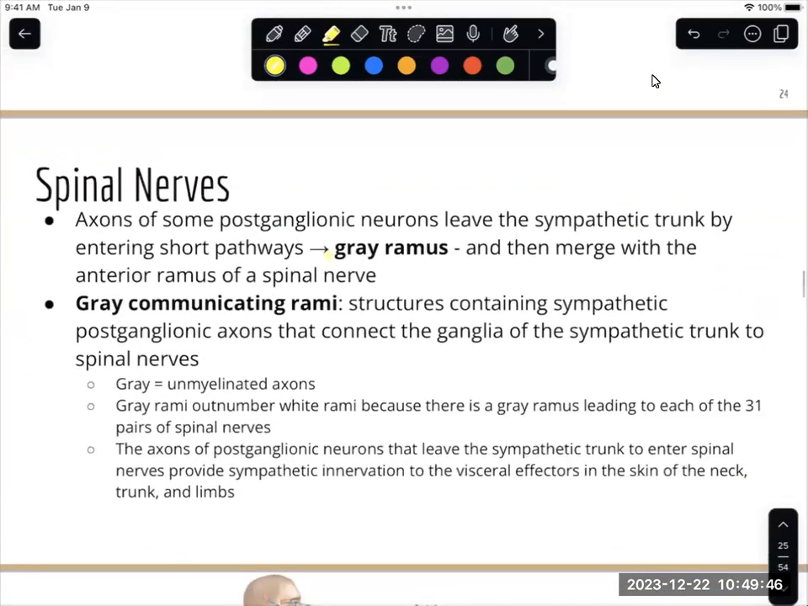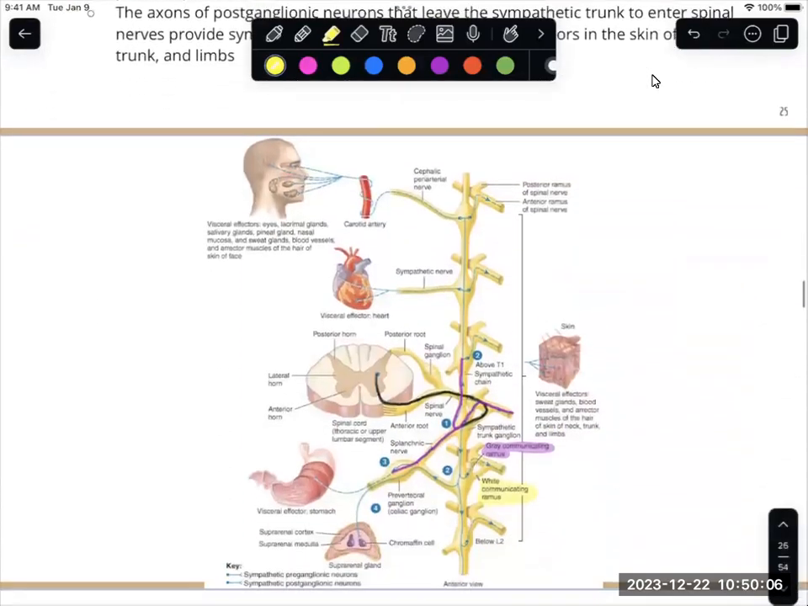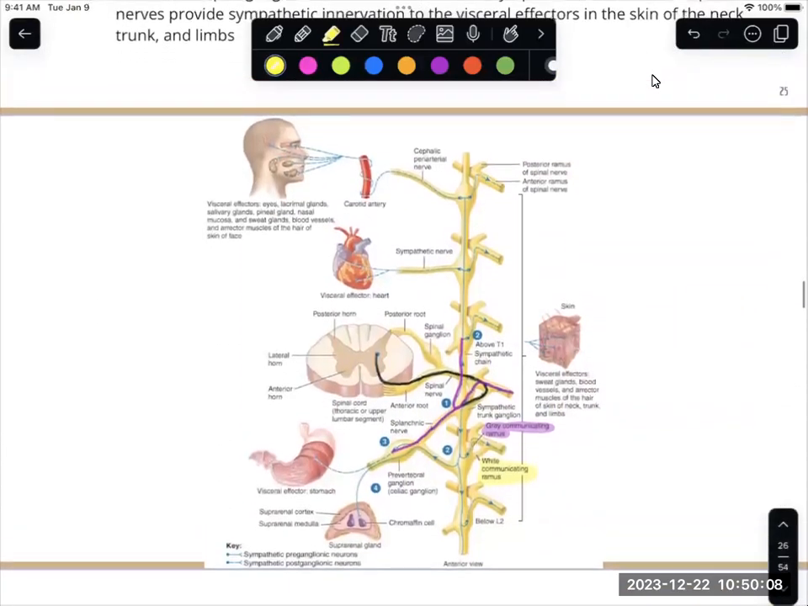So that gray that I said, that gray communicating rami, gray because they're unmyelinated. There's more gray than white. And depending on where they synapse, they're tending to go to the tissues or organs in that specific area.